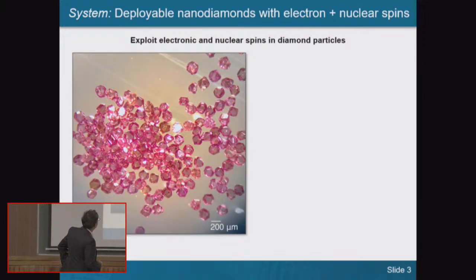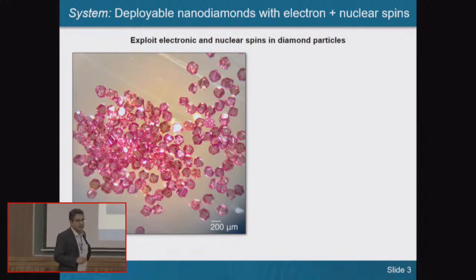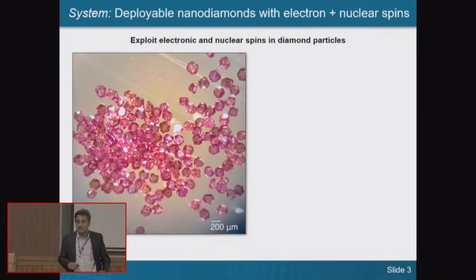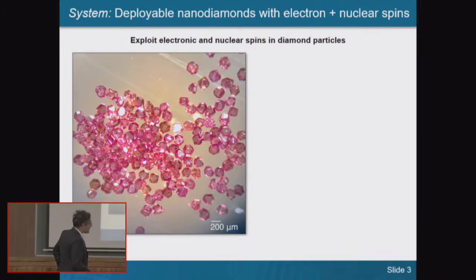The work I'm going to show you today is largely on these particles and crystals of diamond. You're going to ask me, why is diamond interesting? This is actually a picture taken with my iPhone. This is how these particles look. We buy them from De Beers, and it's surprisingly low cost. A gram is about a few cents.